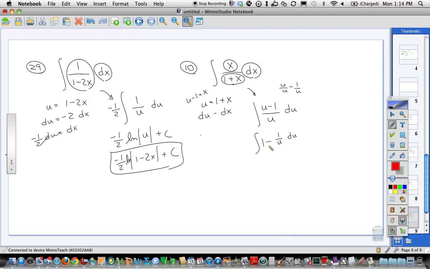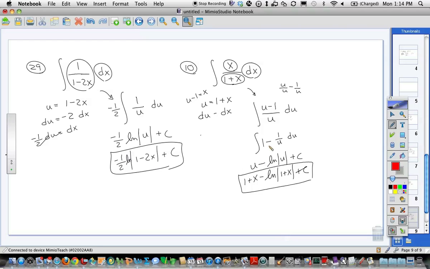All right, now I can do the antiderivative. What's the antiderivative of 1? Be careful. u. We're doing the antiderivative with respect to u. The antiderivative of 1 is u minus natural log absolute value of u, plus c. So the u substitution didn't seem to do a whole lot, but it actually did. Now, we plug those back in, so u becomes 1 plus x, minus natural log of 1 plus x, plus c.